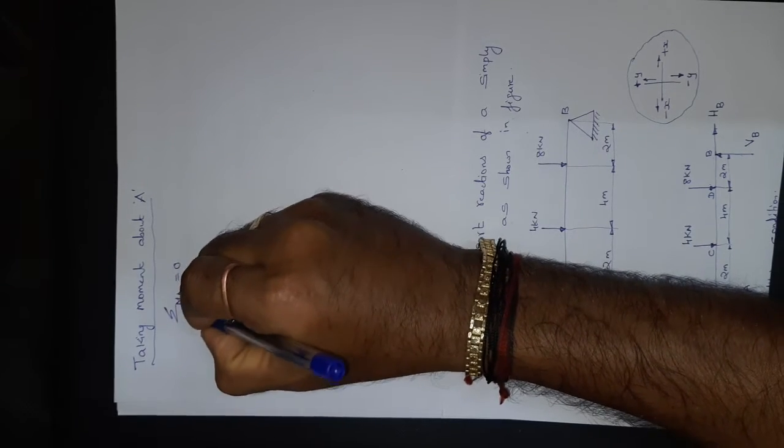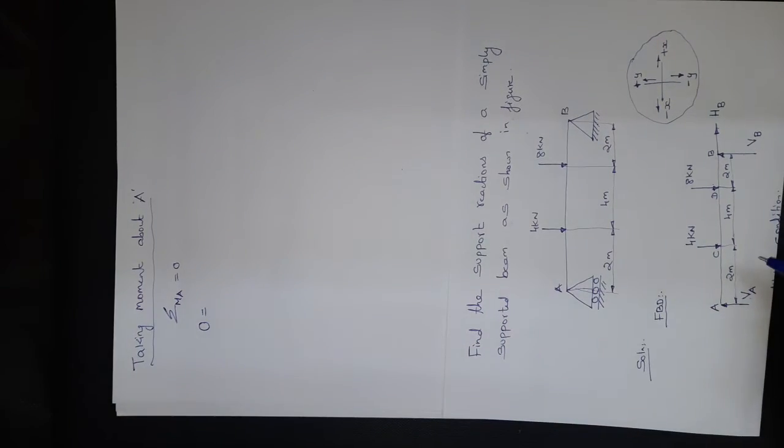So 0 equal to, look here, a force VA is there, but since it is at the origin, there is no perpendicular distance. So moment is the product of force and its perpendicular distance. Here force is there but there is no perpendicular distance, therefore this becomes 0.